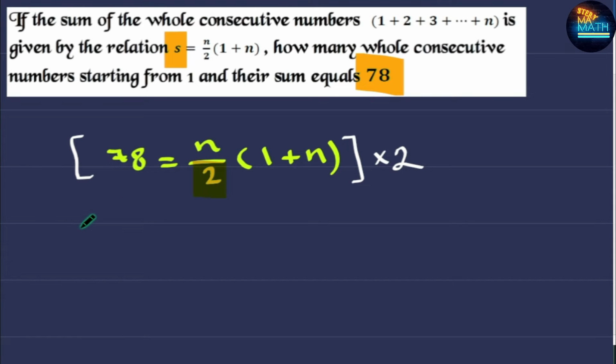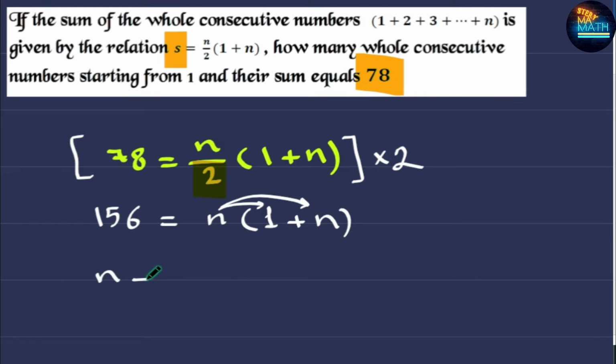So 78 times 2 is 156 is equal to, and the 2 and 2 cancel each other out, so you are left with n times 1 plus n. Just a little amendment here to distribute n into 1 plus n. So n times 1 is n, and n times n is n squared, is equal to the other side, which is 156.